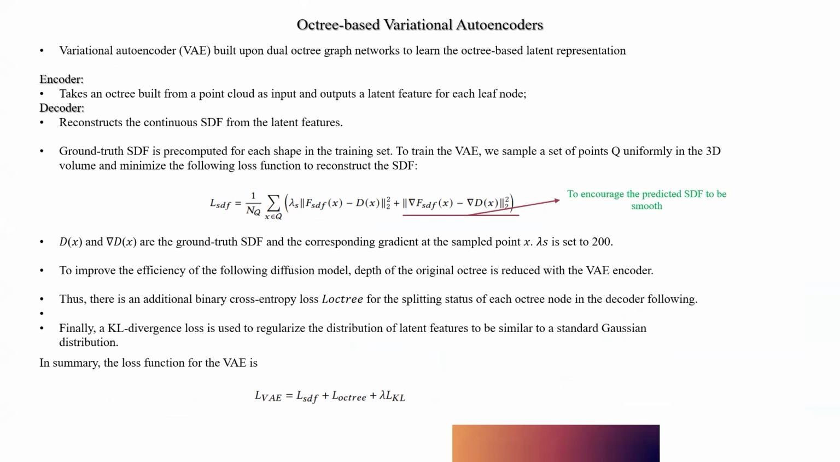And the encoder in this approach takes an octree built from a point cloud as input and outputs a latent feature for each leaf node. And the decoder reconstructs the continuous signed distance function from the latent features. And the ground truth is pre-computed for each shape in the training set.